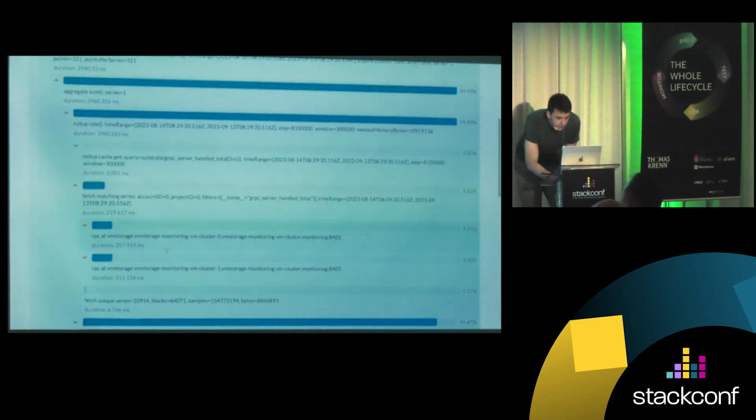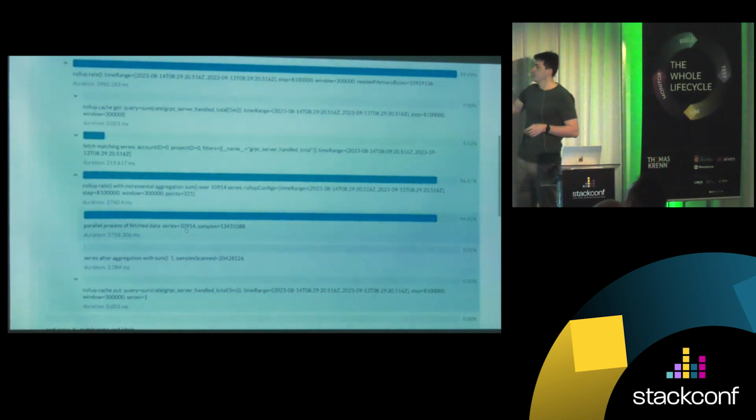So there are the most important steps here. The first one is fetching matching series, where we spend 200 milliseconds. If we check, these are actually RPC calls to VictoriaMetrics shards. So here we query a VictoriaMetrics cluster consisting of 2 shards. And tracing tells us that we spend like 200 milliseconds on querying data from each shard, in parallel, of course. So this accounts for 5% of the whole time spent, and 95% was spent on processing the fetched data. And exactly, we fetched like 11,000 time series and 13 million samples to process.